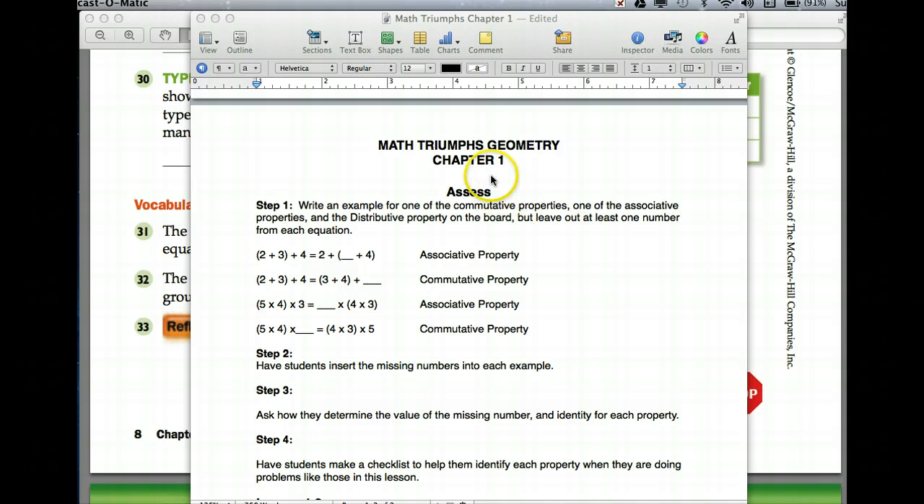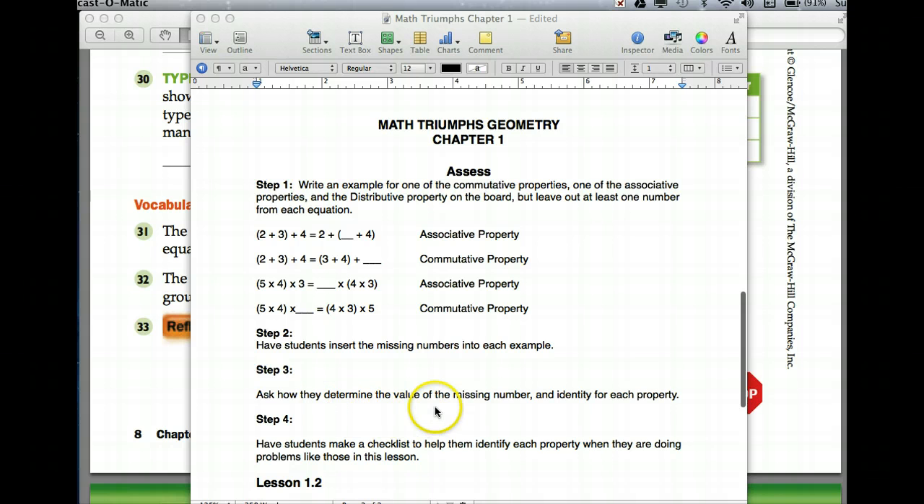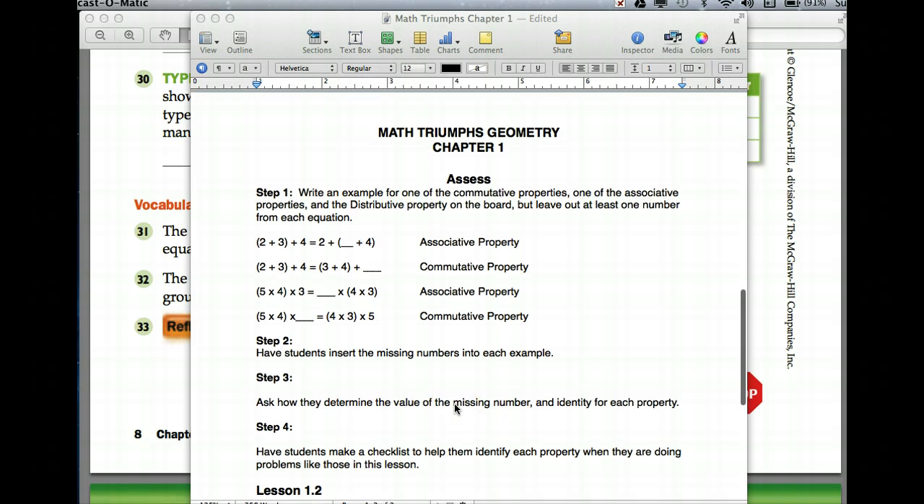Okay, for the last part of this lesson, I've got some examples that I've written down here. And I've written out the property, but I've left out a number in each one. So I need you to go in and put the proper number. And then I want you to tell me, how did you determine the value of the missing number? And then I want you to make a checklist that's going to help you identify each property when you're doing problems like these in the lesson. So make yourself a little checklist.